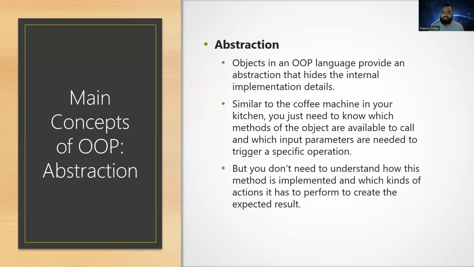So second bullet, similar to the coffee machine in your kitchen, you just need to know which methods of the object are available to call and which input parameters are needed to trigger a specific operation. You don't need to know how the coffee's brewed, how it's working. I mean, you might be interested, you might be intrigued. Go watch a housemaid, so you don't break your machine. But you don't need to understand how this method is implemented and which kinds of actions it has to perform to create the expected result.